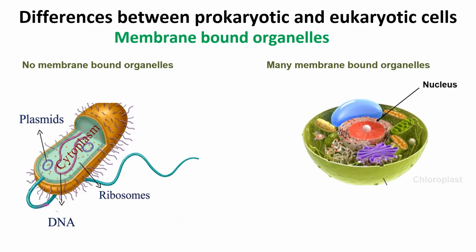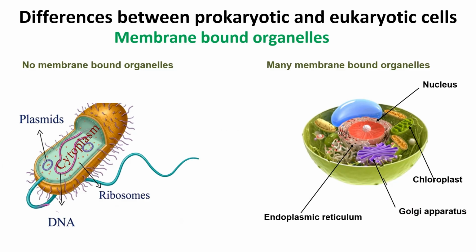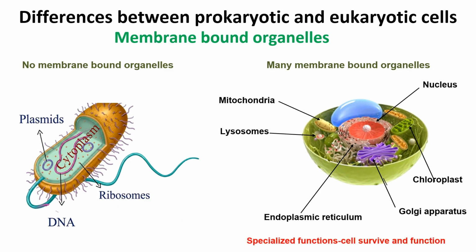including nucleus, chloroplasts, Golgi apparatus, endoplasmic reticulum, lysosomes, and mitochondria. Here the chloroplasts are present in plant cells actually. So these organelles do specialized functions. Those are important for cell survival and functions.